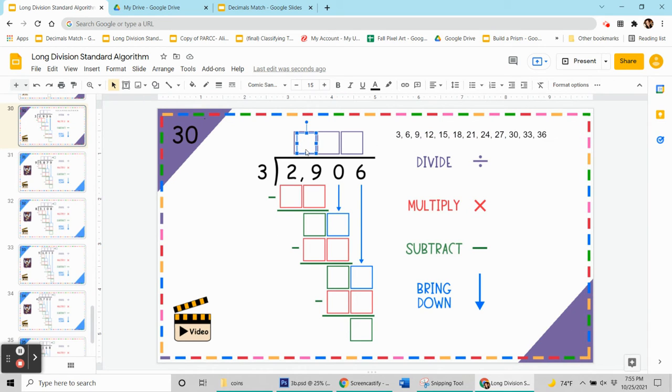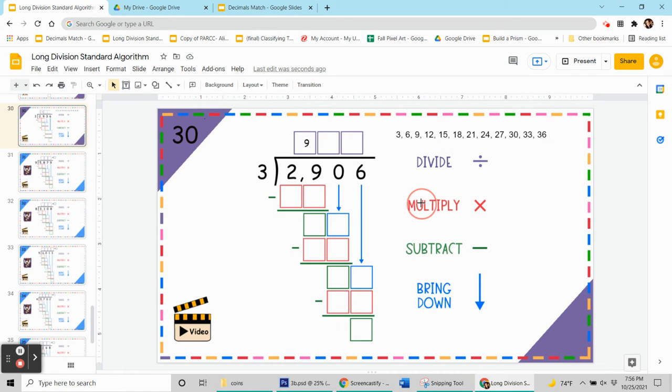Another way you could do this is you could do 29 tally marks and make groups of 3. You would be able to make 9 of them. And you didn't hit 29 exactly. So that's what these next steps are for, is to see kind of what's left over. So we did divide. 29 divided by 3 is 9.